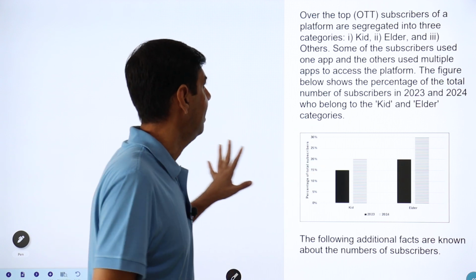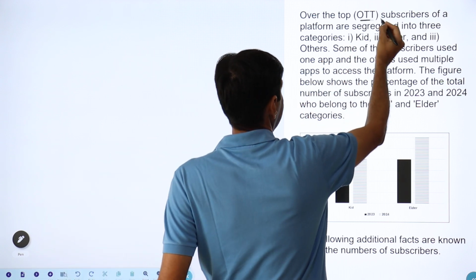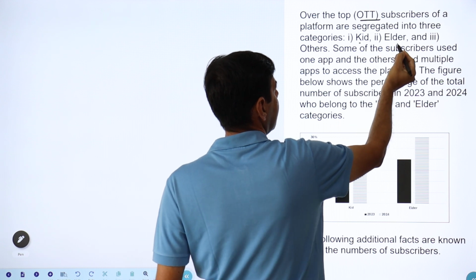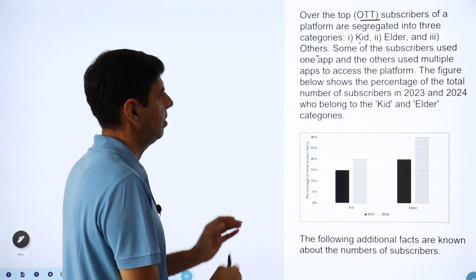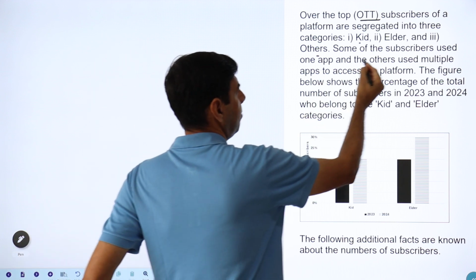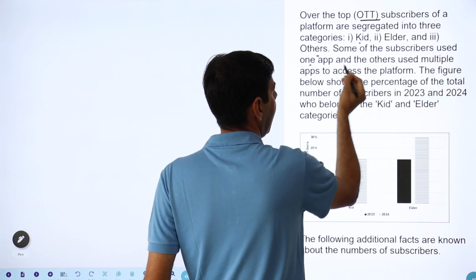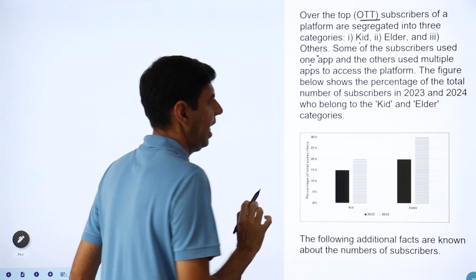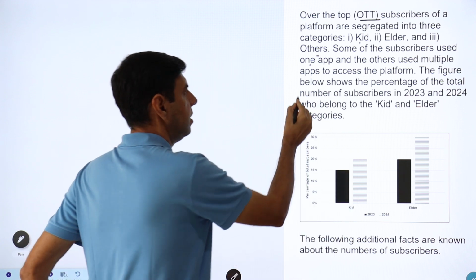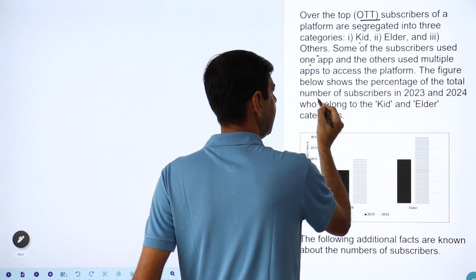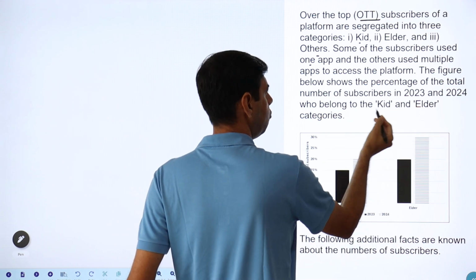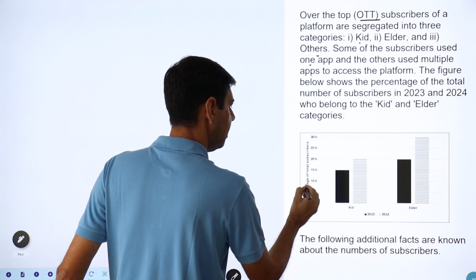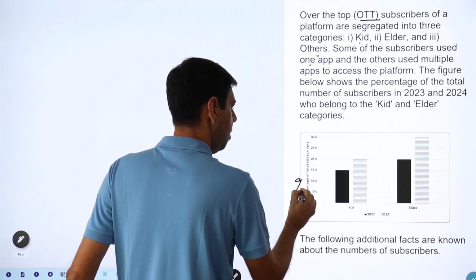The set here reads as OTT subscribers are segregated as kids, elders and others. So all together will form the complete 100%. Some of the subscribers used one app and others used multiple apps. The graph below shows the percentage of total number of subscribers in 23 and 24 who belong to kid and elders, and this is a percentage.